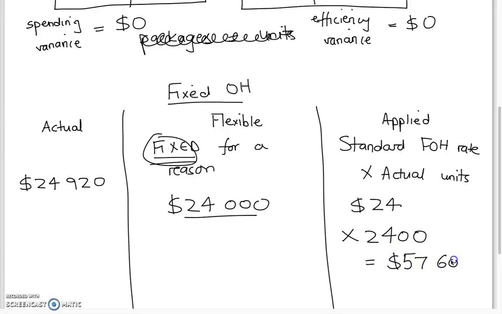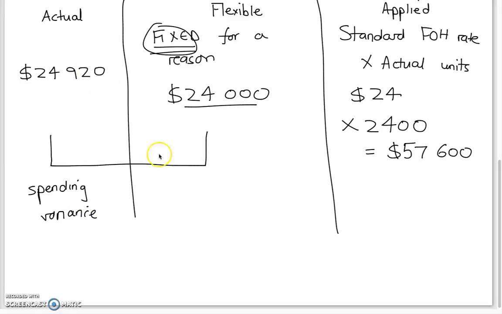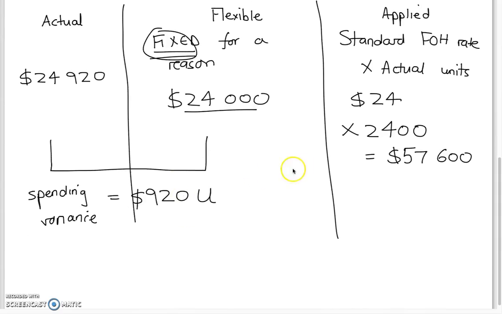Then we do the same procedure that we did for variable overhead variance. This is my spending variance, and I don't really need to calculate it. I can see that it comes out to 920, but is it favorable or unfavorable? My actual was 24,920, so 920 greater than what I thought it would be, so 920 unfavorable. Oh yeah, we had a 0, so all right.